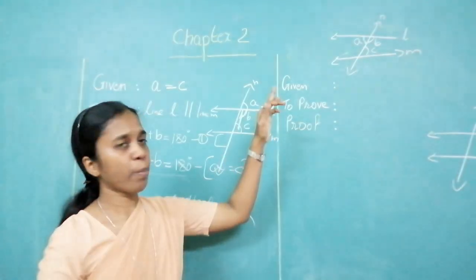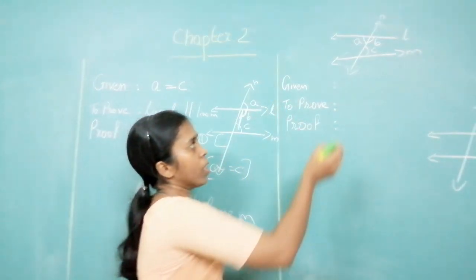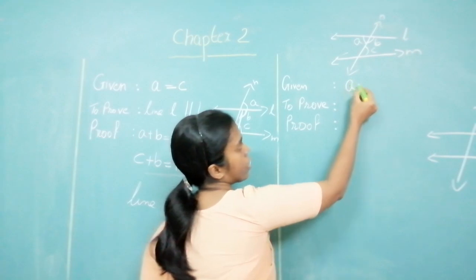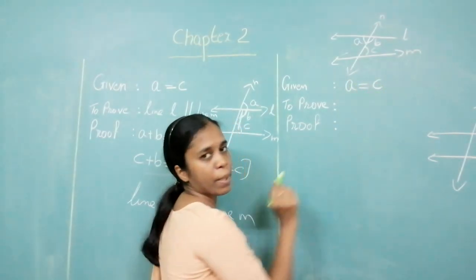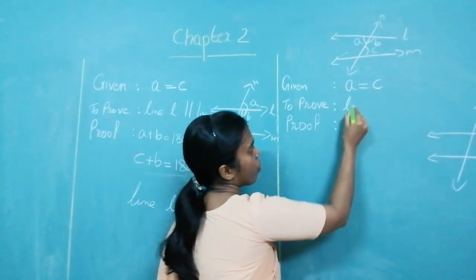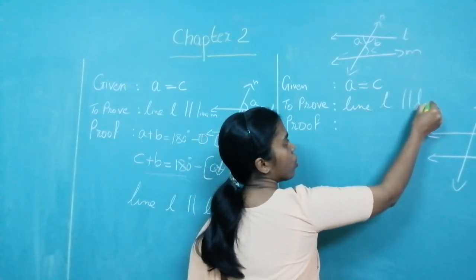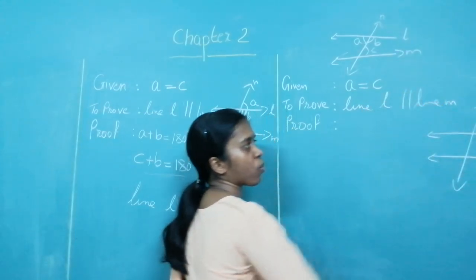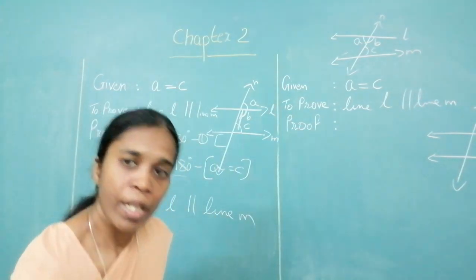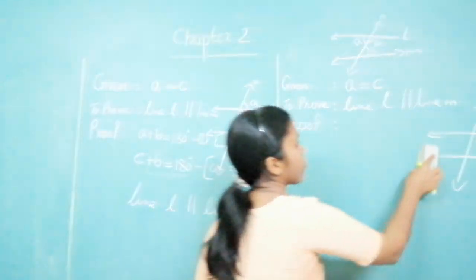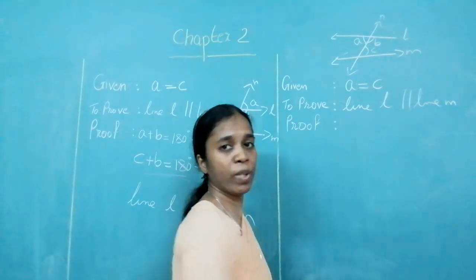What is given to you? Pair of alternate angles are congruent. Now what is a pair of alternate angles? That is A is equal to C. What do you have to prove? You have to prove that line L is parallel to line M. This is what you have to prove. Same way, how do you prove that?